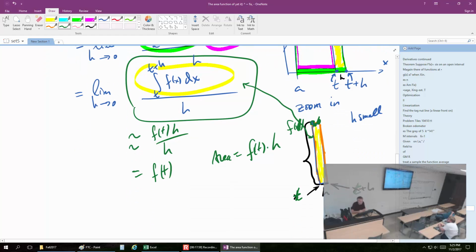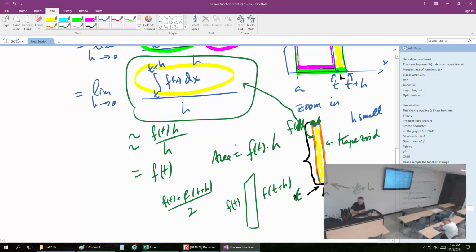If this is less than convincing, then you could certainly improve the argument somewhat. Instead of looking at the bar, you can think of it as a trapezoid, which doesn't really change anything. So this one will be f of t, and this will be f of t plus h, and the area of the trapezoid will be f of t plus f of t plus h over 2, still multiplied by h. Then you divide by h, and the same story: you still end up with f of t.